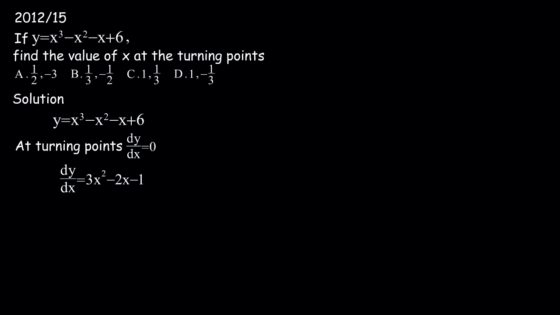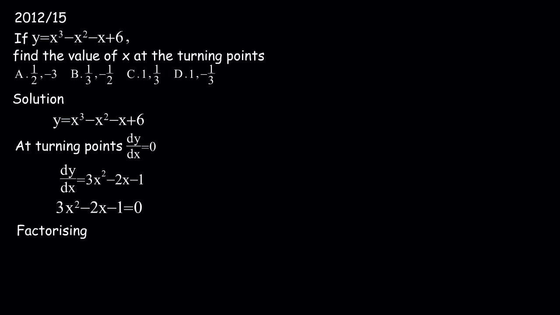So equating it to 0, because dy/ds is equal to 0 at turning point, it becomes 3s squared minus 2s minus 1 equals 0. Factorizing, we are going to be looking for two numbers in which when we multiply them, it's going to give us the product of a and c, and when we add them, it's going to give us b. In our equation, our a is 3, our b is minus 2, and our c is minus 1. So we are looking for two numbers in which when we multiply them, it's going to give us 3 times minus 1, which is minus 3, and when we add them, it's going to give us minus 2. The two numbers are minus 3 and plus 1.